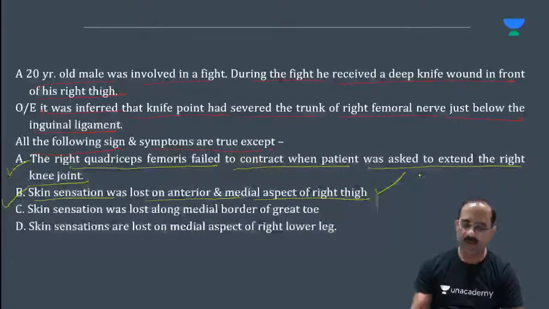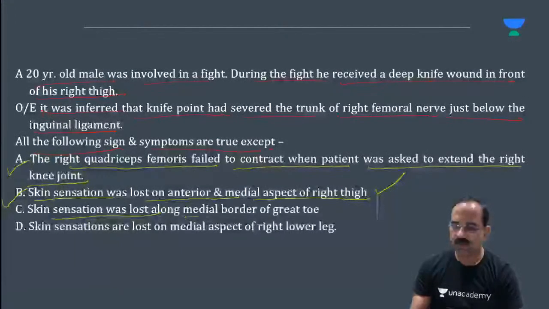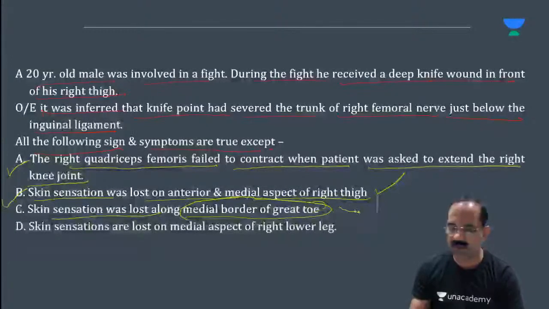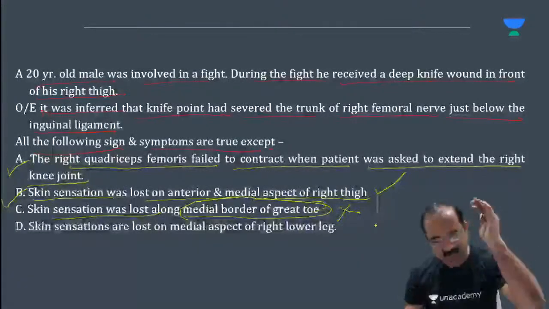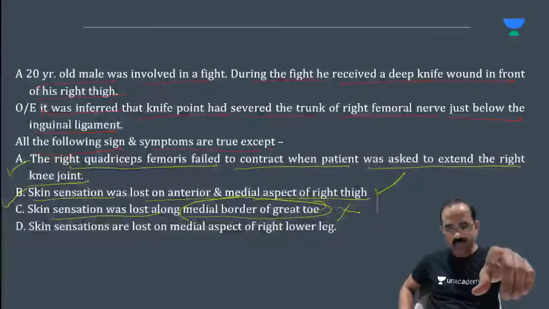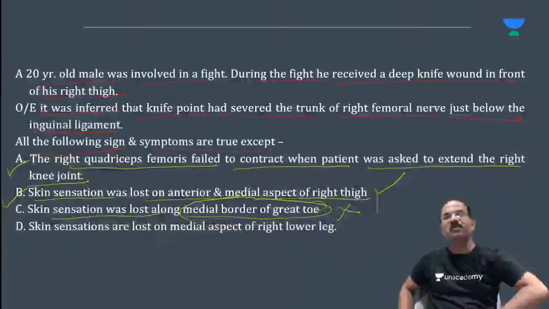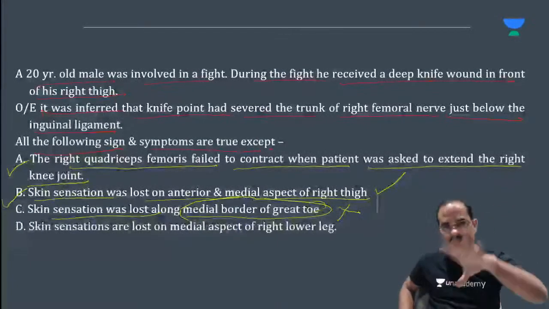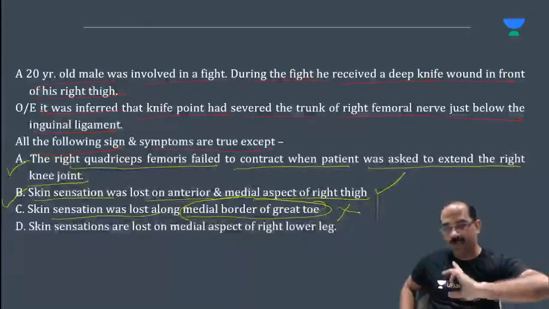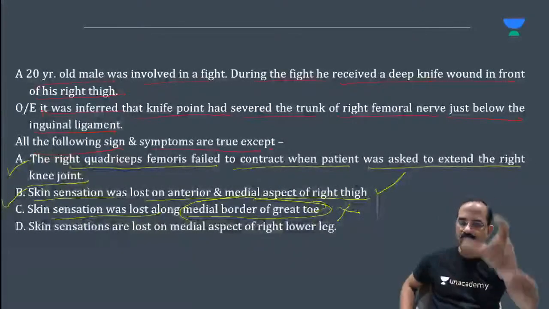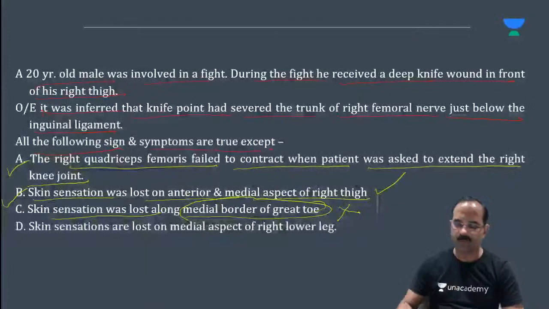nerve. Skin sensations were lost on the medial border of the great toe. Students, the medial border of the great toe. This is wrong, because I told you the medial border of the great toe is supplied by the superficial peroneal nerve. Up to the great toe, the medial border of the foot is supplied by the saphenous nerve. The great toe itself is superficial peroneal.